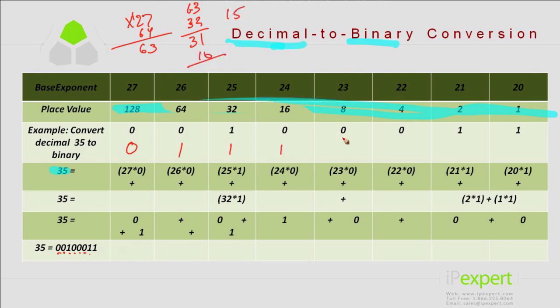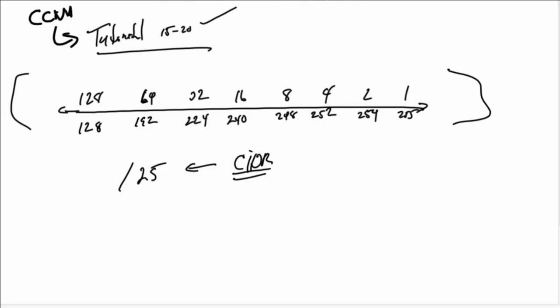Can I subtract 8 from 15? Yes. 8 from 15 leaves me 7. Can I subtract 4 from 7? Yes. That leaves me 3. Can I subtract 2 from 3? Yes, it leaves me 1. Can I subtract 1 from 1? Yes. Now, doing this mathematical process, if you do it properly, you will have no remainder. And that's how easy it is. All you need to do is bring up that number line and do the math.